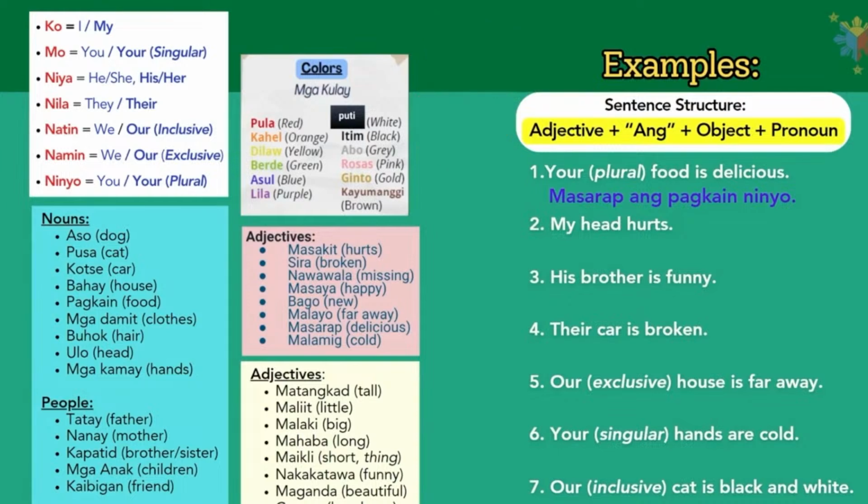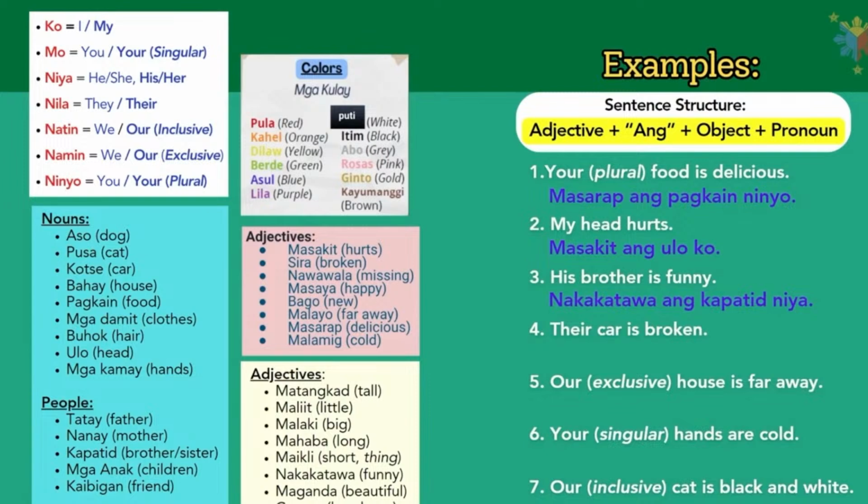All right, so let's start with number 2. My head hurts. It would be, masakit ang ulo ko. Masakit ang ulo ko. My head hurts. Number 3, his brother is funny. Nakakatawa ang kapatid niya.